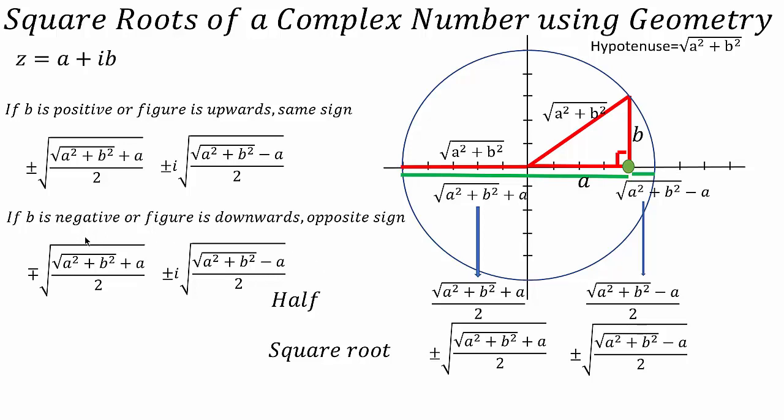And by algebraic derivation also, we know that the roots of a complex number are given by this formula. So instead of remembering this formula as a whole, we can simply use the geometric method to calculate the square roots of the complex number.